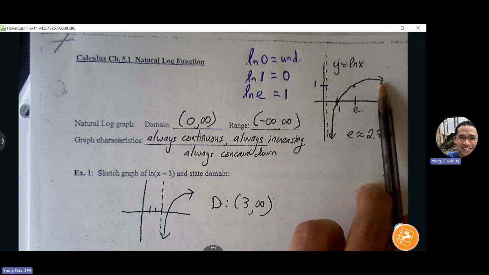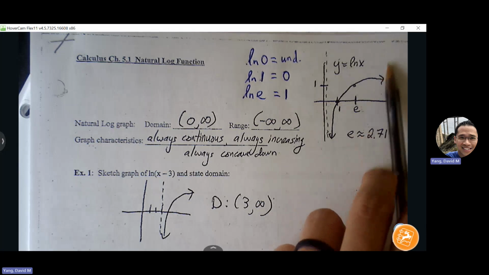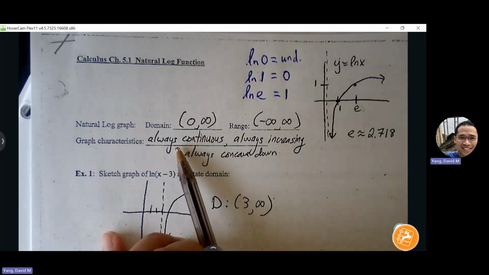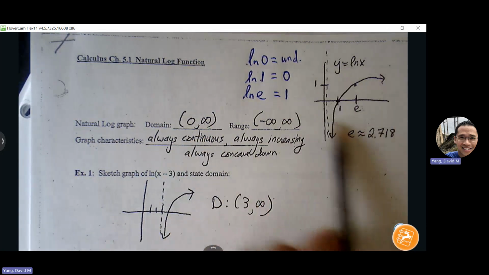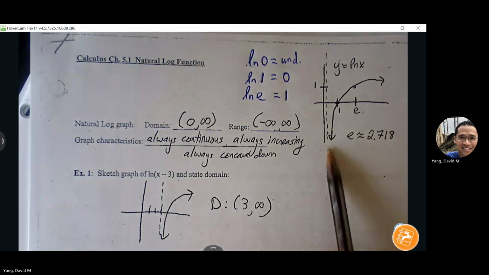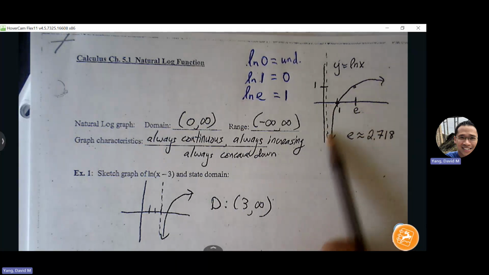It looks like there's a horizontal asymptote here, but the graph is rising at a very slow rate. So it is moving its way up to positive infinity. It's just going to take a long time to get there. Some graph characteristics are that the graph, where it exists, is always continuous, always increasing, and always concave down. And we see that concave down shape with this graph.